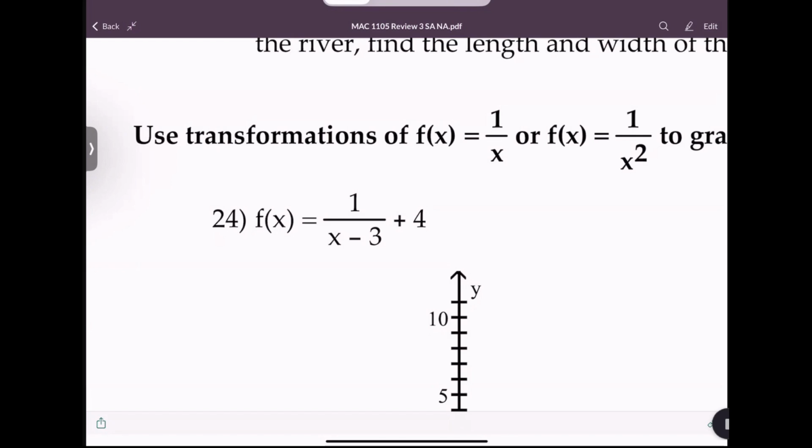I would probably use -2, -1, 1, and 2. That's what I would use. Why did I skip 0? What's 1 divided by 0? Undefined.